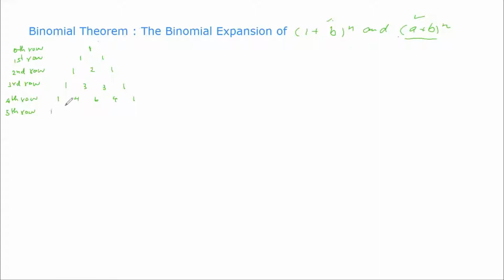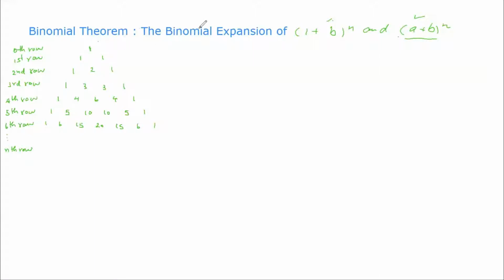And then this one 1, this one 1 plus 4 becomes 5, 4 plus 6 becomes 10, 6 plus 4 becomes 10, 4 plus 1 becomes 5, and then 1. And go on, maybe do up to the 6th row. So 1 again, and then 1 plus 5 becomes 6, 5 plus 10 becomes 15, 10 plus 10 becomes 20, and 10 plus 5 becomes 15, 5 plus 1 becomes 6, and then 1. And then you can keep going up to n rows. Okay, this is only the coefficients of the Pascal triangle.